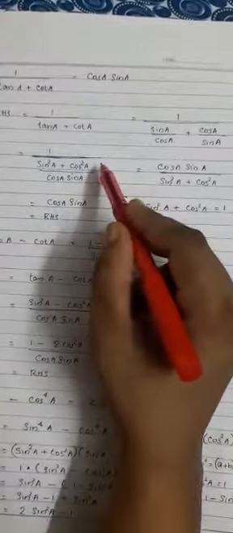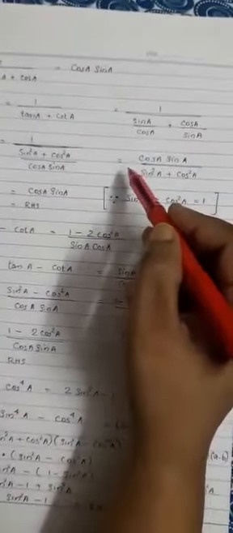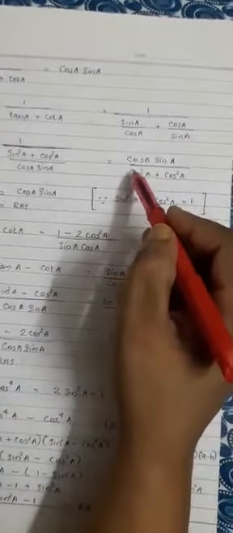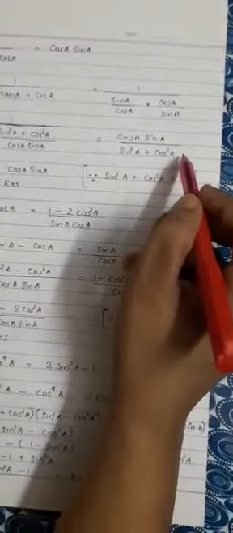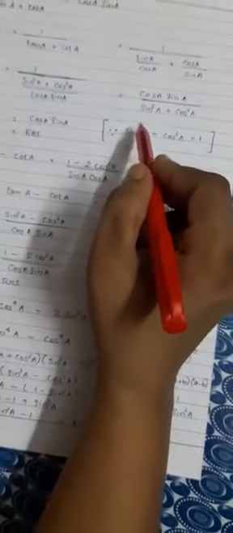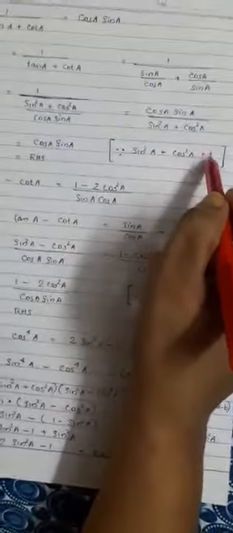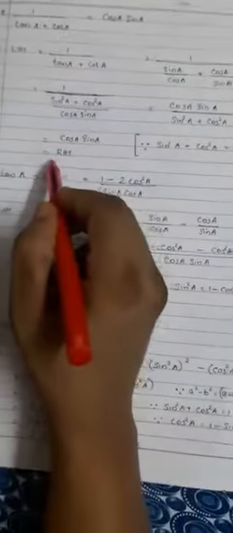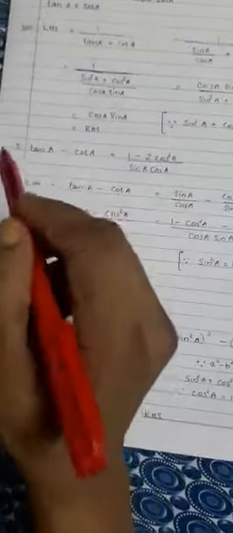Now fractions division is equal to take the reciprocal and multiply. So this becomes cos A sin A divided by sin square A plus cos square A. That is equal to cos A sin A. You know sin square theta plus cos square theta is equal to 1. That is equal to RHS.